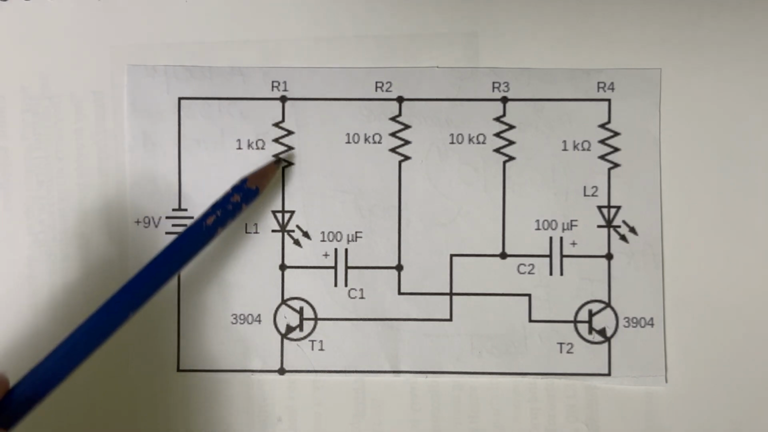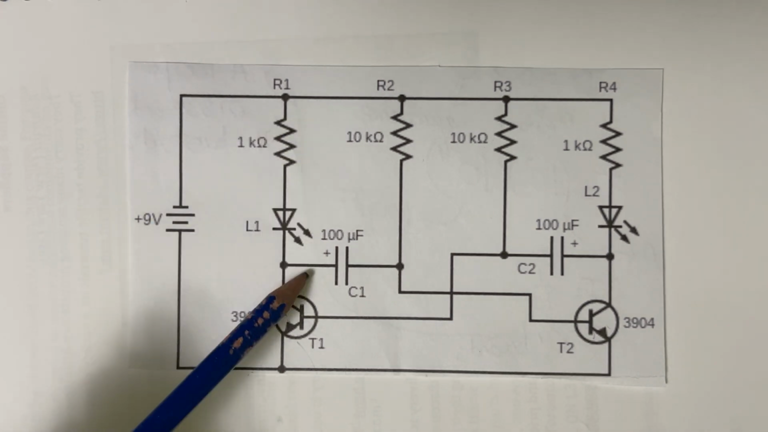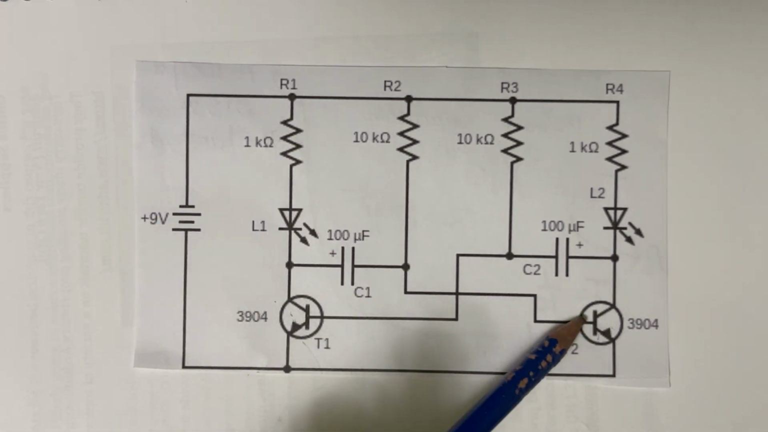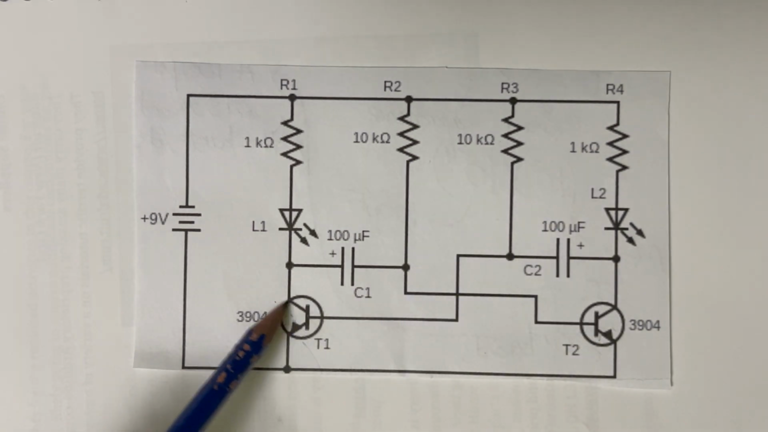Current comes through the 1K ohm resistor, through the LED, and goes into the capacitor and the collector lead of the transistor. Since the capacitor is connected to the base of the second transistor, it turns it on and begins the oscillation. The same process is mirrored on the other half of the circuit.